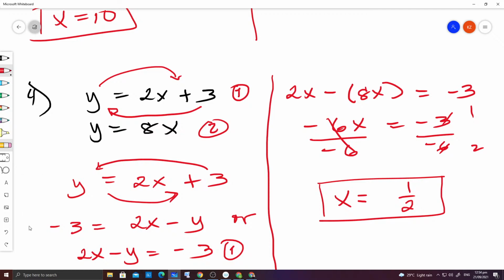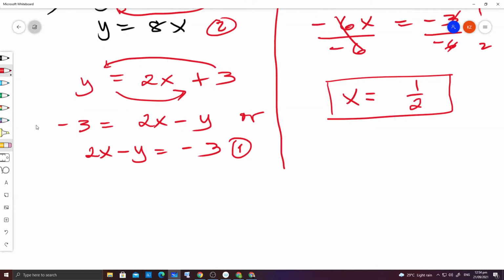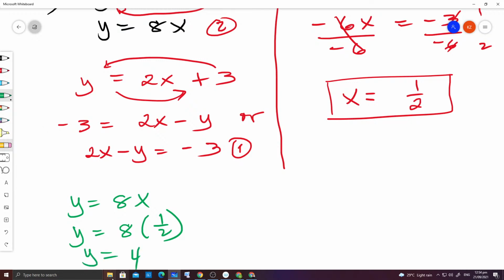So next, to find the value of y, I will change 8x. So y is equal to 8 times 1/2. So 1/2 of 8 is 4.